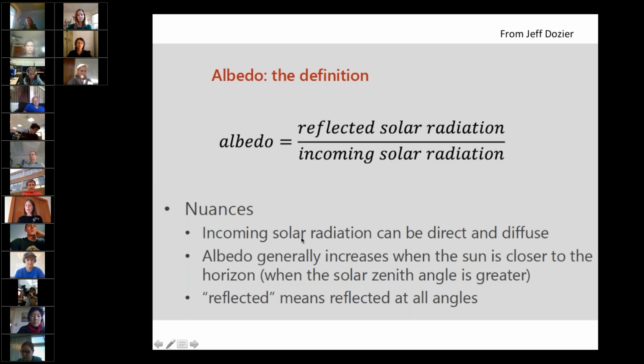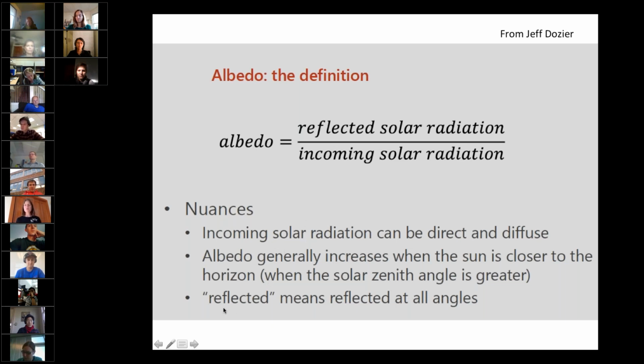Some nuances you might want to consider is that incoming solar radiation can be both direct and diffuse. So direct is like a beam, right? You got a beam of sunlight. Diffuse is what you get when it's cloudy, right? There's still plenty of light you can see, but there's no beams and shadows so much. Albedo also generally increases when the sun is closer to the horizon. You get a lot more scattering off the snow. You probably notice if you try to drive late at night, you're getting more blinded than usual.